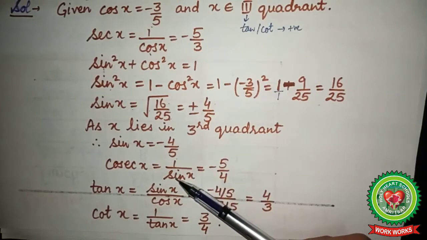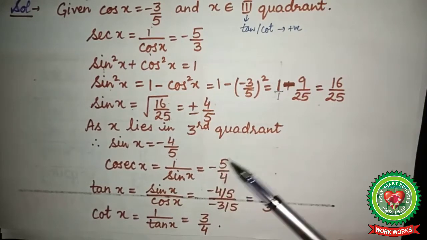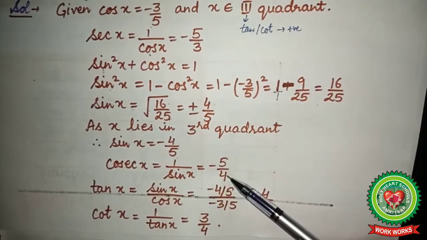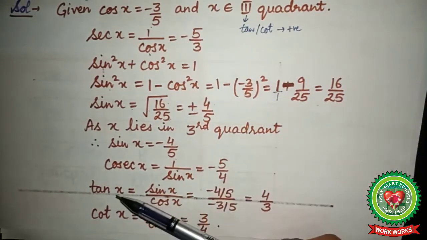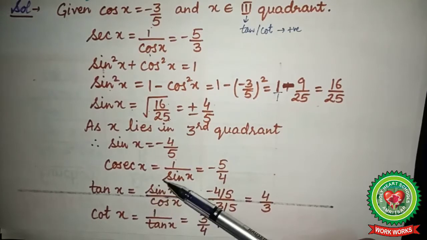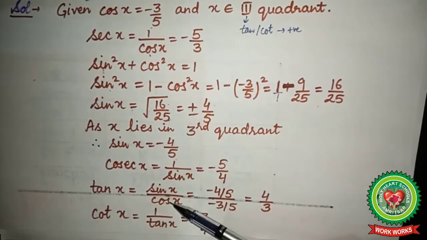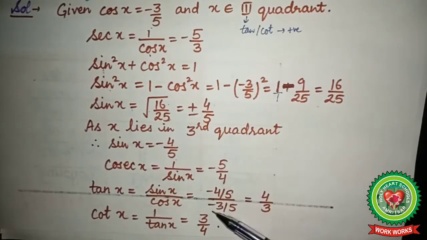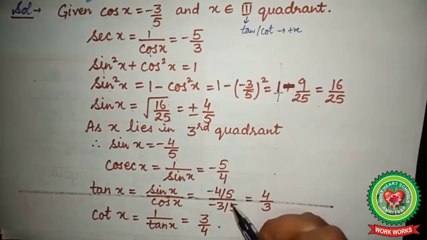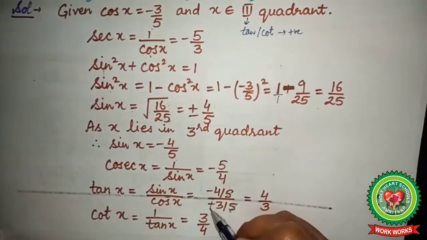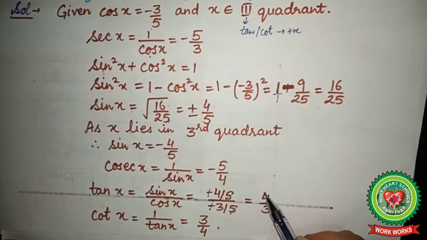So 1 upon sin x is equal to minus 5 upon 4. Now we are left with two values, that is tan x and cot x. Tan x is equal to sin x upon cos x. Put the value of sin and cos: minus 4 upon 5, minus 3 upon 5. Here 5 cancels with 5, minus cancels with minus. So we are left with the value 4 upon 3.